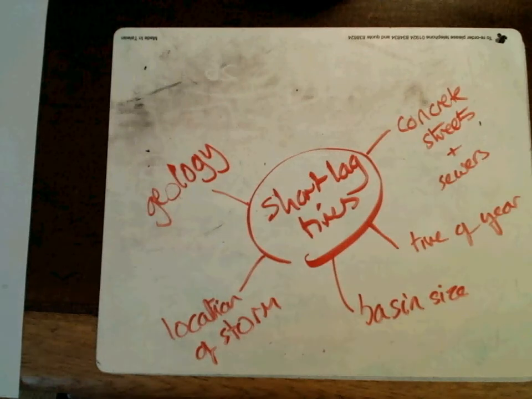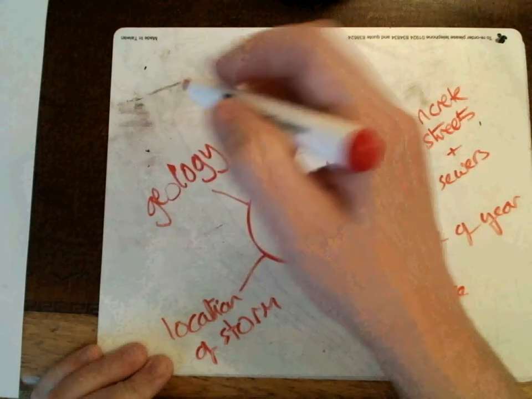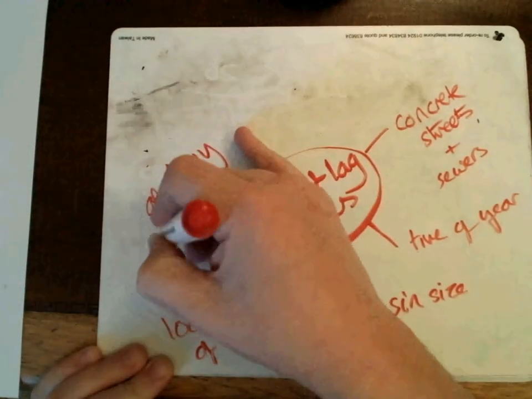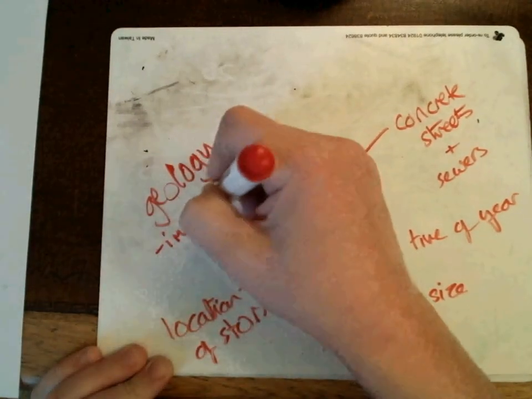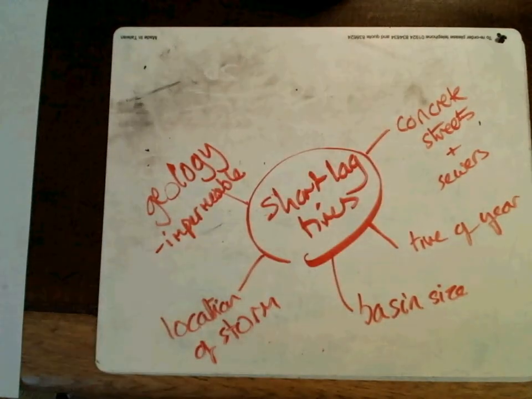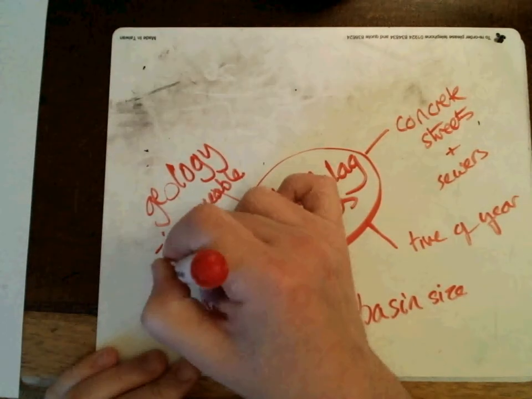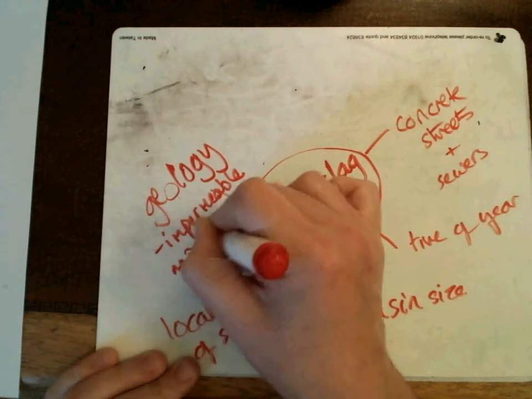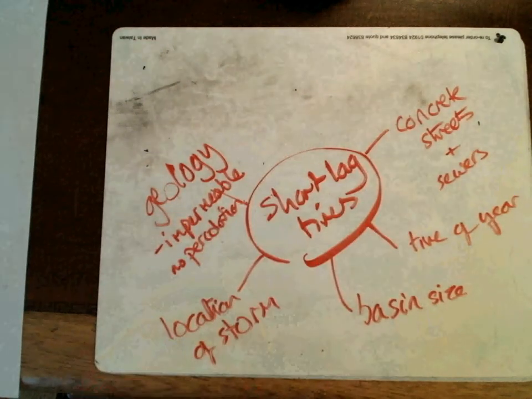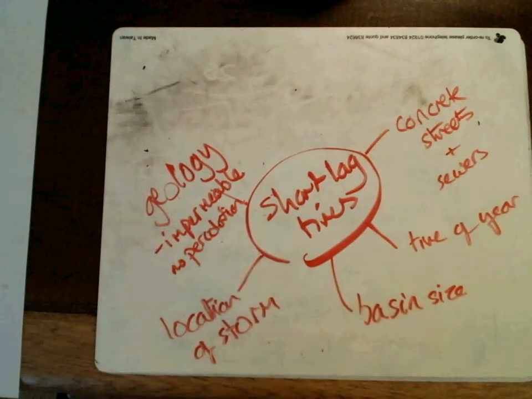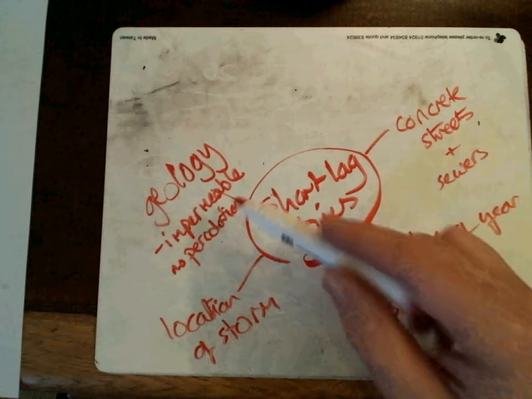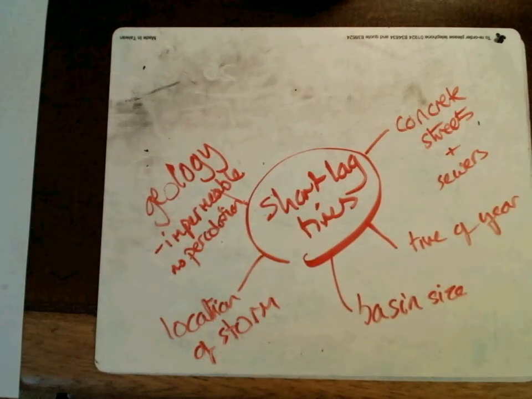Geology. Some people can be put off just by the word, but really this just means the rocks underneath the ground, and some rocks are impermeable. So you just need to point out that the geology of the area may be impermeable. And this means that percolation cannot take place. It's a slightly more complicated one, so I've added a couple of extra words there. Here are 1, 2, 3, 4, 5 good reasons why lag times would be short.